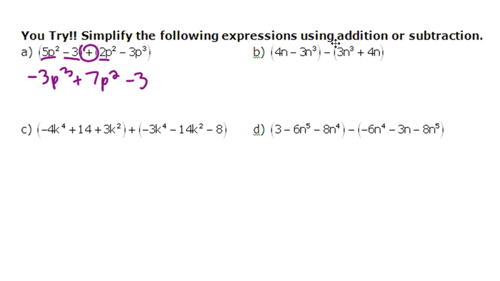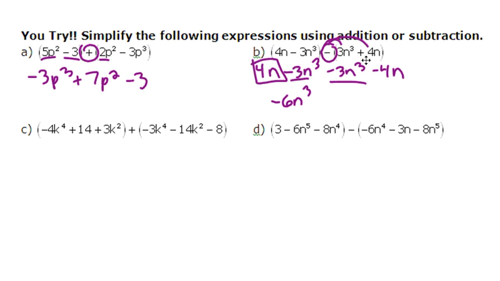So b, this has a subtraction sign, so I'm going to distribute that. So I have negative 3n to the third power minus 4n. The front parentheses I'm just going to rewrite. And then I'm going to combine like terms. So I'm going to start with the cube. Negative 3 and negative 3 make negative 6. So it's negative 6n cubed.